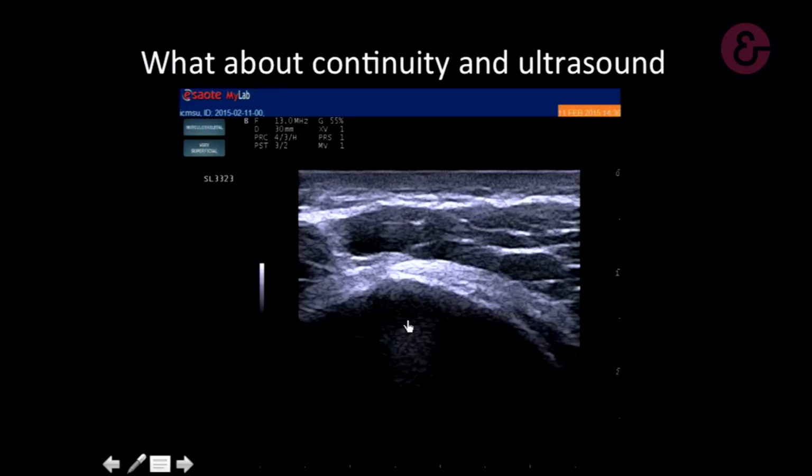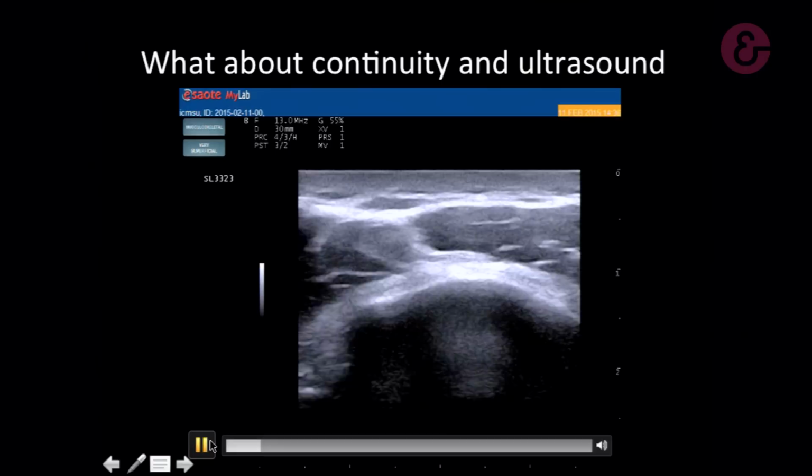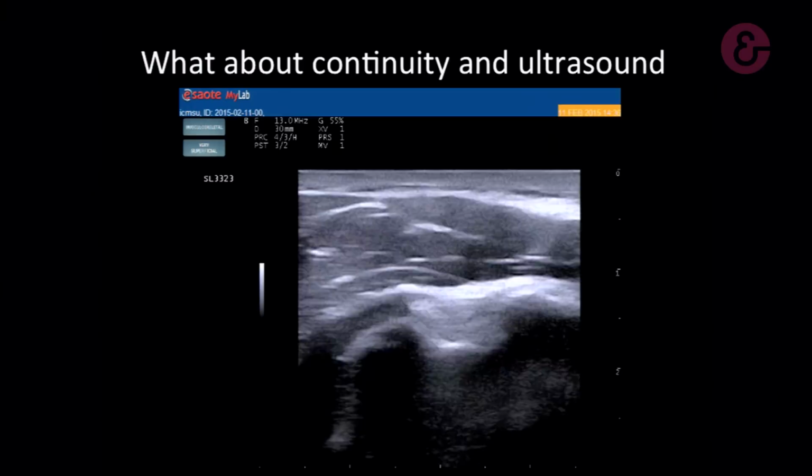This is an ultrasound image of my right shoulder. Thank you, Sander. And what I try to show you here is, oh, I shouldn't do that. I remember now.